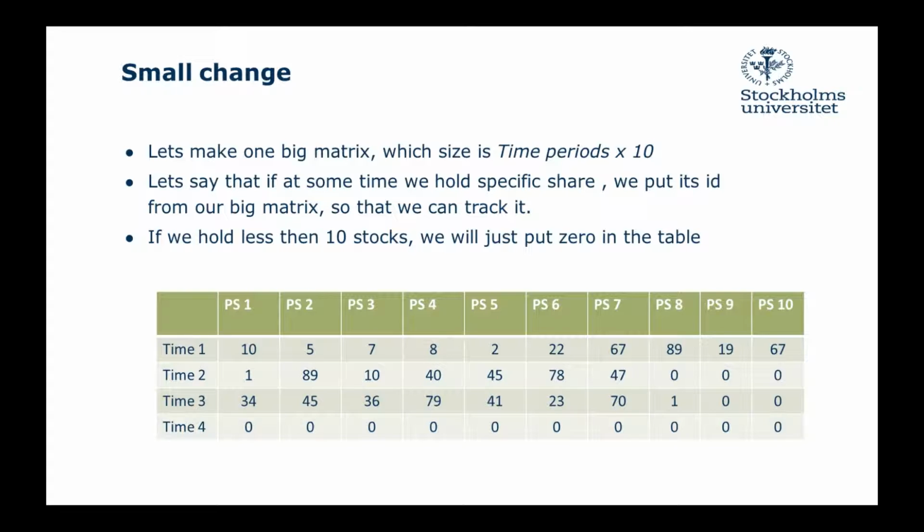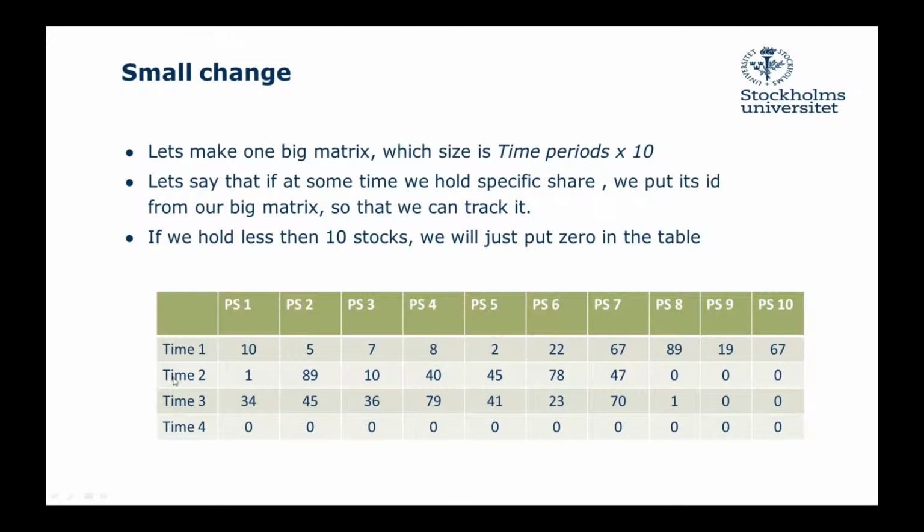In this example we have just 4 time periods, but for sure we're going to have a big number of time periods. Let's take a look at time period 1. In this example we have 10 stocks, and these are the IDs. This is the stock which has ID 10 in our big general matrix of all the stocks. The same applies here. This is the second stock from our biggest general ID of stocks.